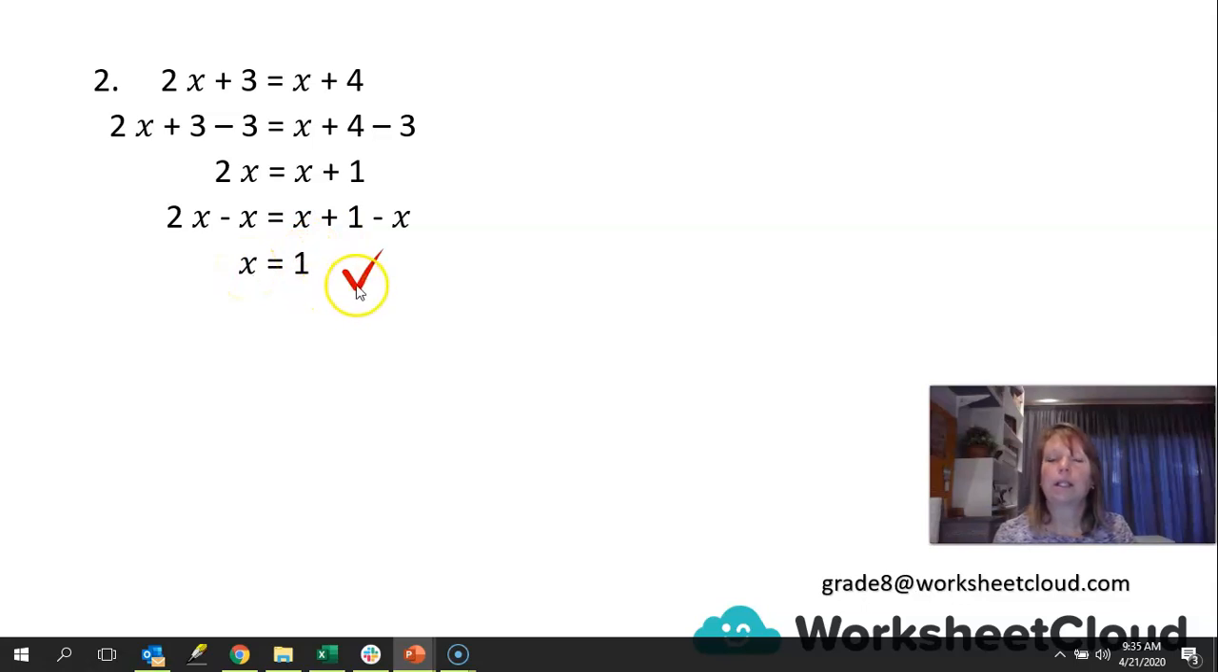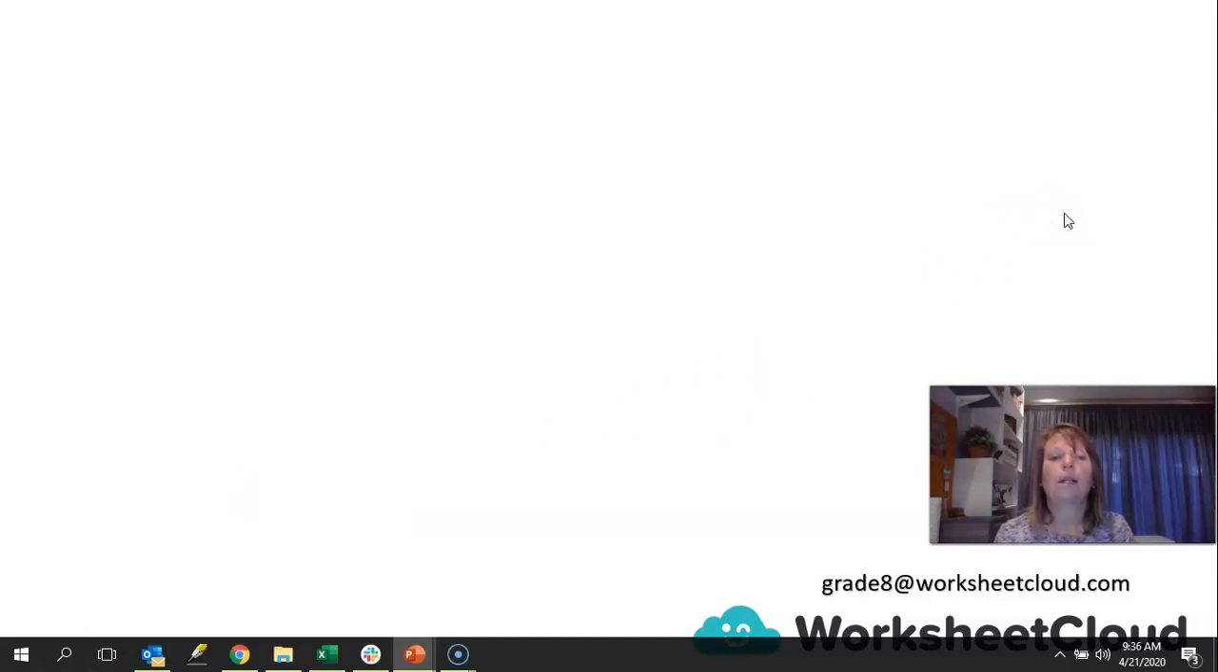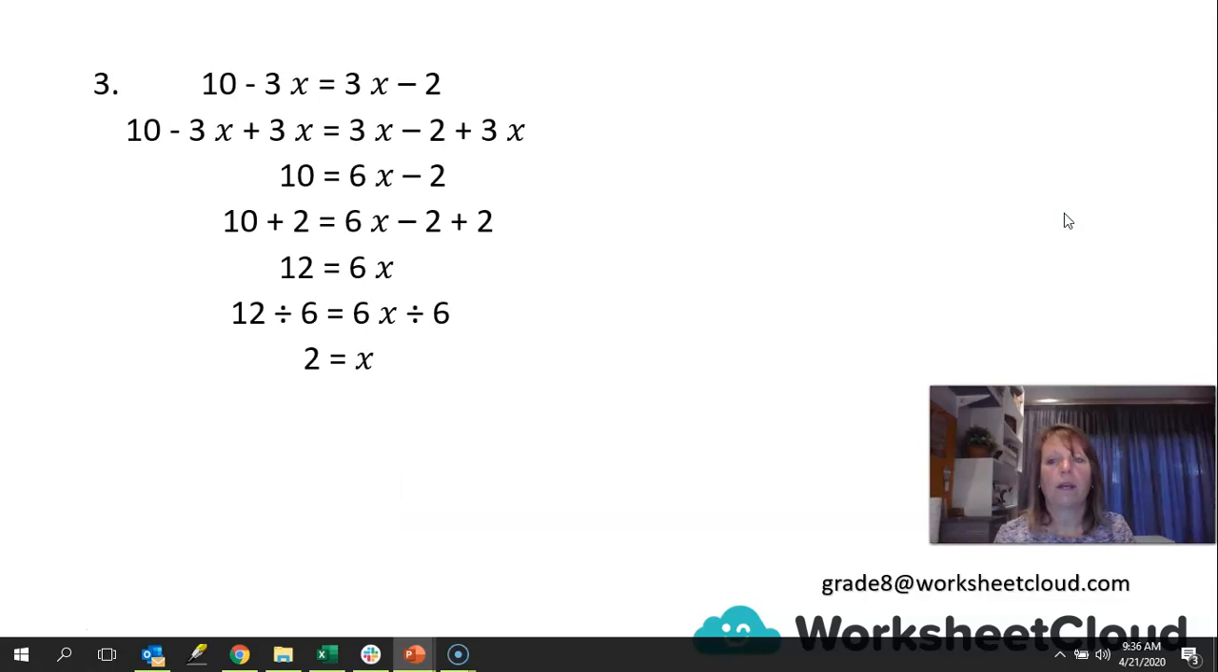I think that tick is a little bit premature, but let's have a look by substituting it in. We're going to take the 1 and substitute it in. 2 times 1 plus 3, and on the other side, 1 plus 4. 2 times 1 is 2. 2 plus 3 is equal to 5. And we have got a balanced scale, which means that your x is correct. Let's look at the next one.